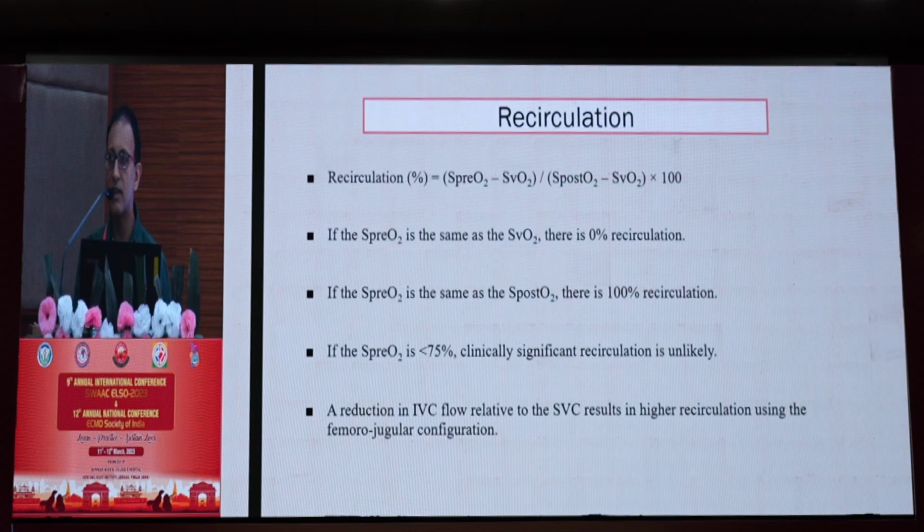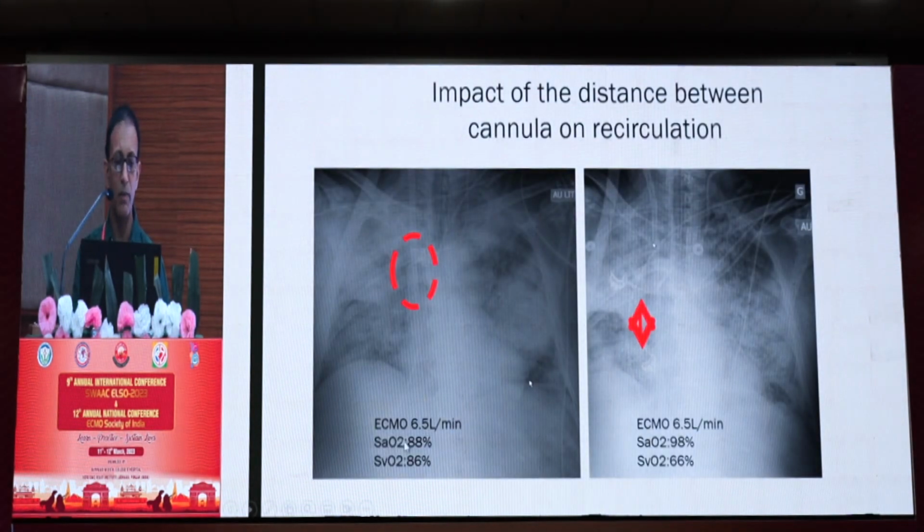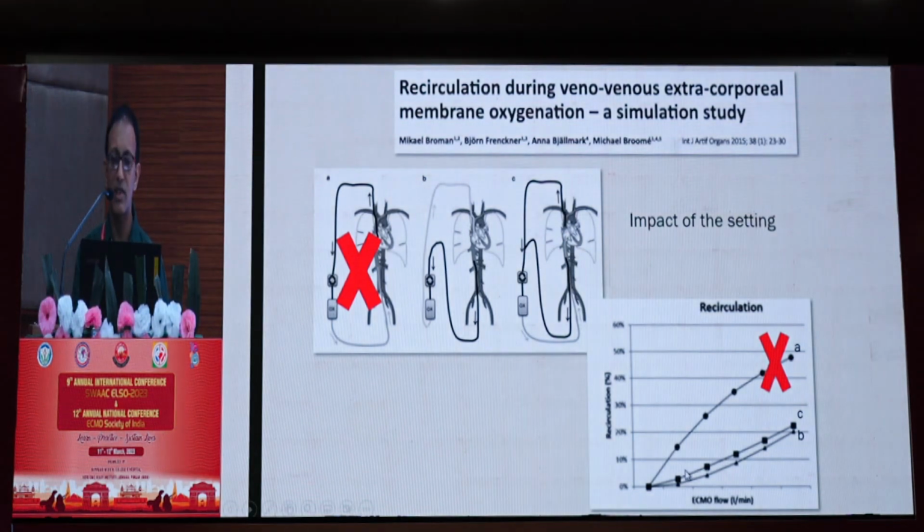And the relative volume in the SVC and IVC also is important. If there is a reduction in the IVC flow relative to the SVC, there is higher recirculation in femoral-jugular configuration. If you see this slide, the cannulae are overlapping. You see almost for the same ECMO flows, the pre and post saturations, the SvO2 and the patient saturations are almost the same. Whereas if you separate the cannulae, the distance is increased, you can see that the patient saturation improves. So this is how recirculation is usually addressed, by keeping at least some distance. How much distance? At least 10 to 15 centimeters between the two cannulae.